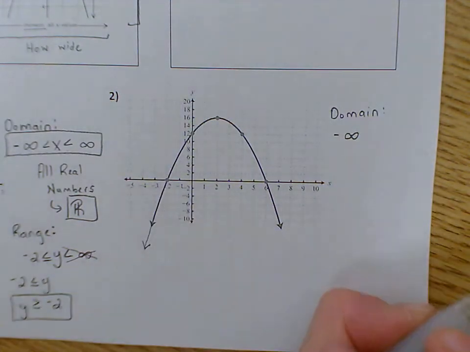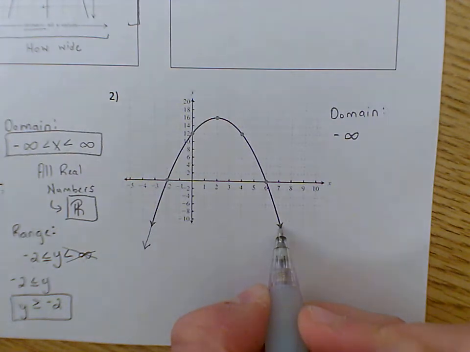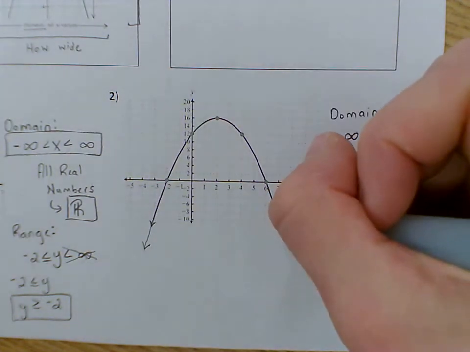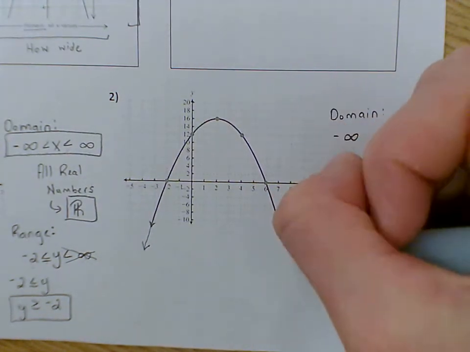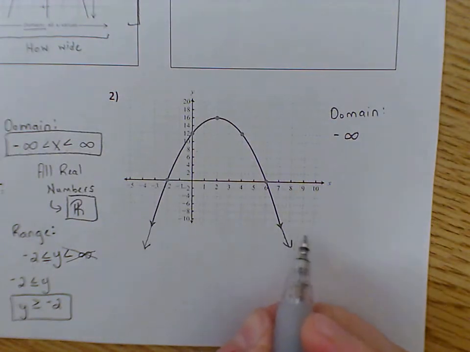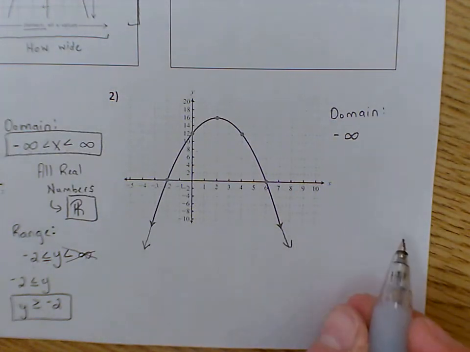So how far to the right is that graph going to go? We look at the right-hand side of it. It has an arrow as well, so that means it's going to keep going in that direction. So think about how far to the right that means it's going to go.